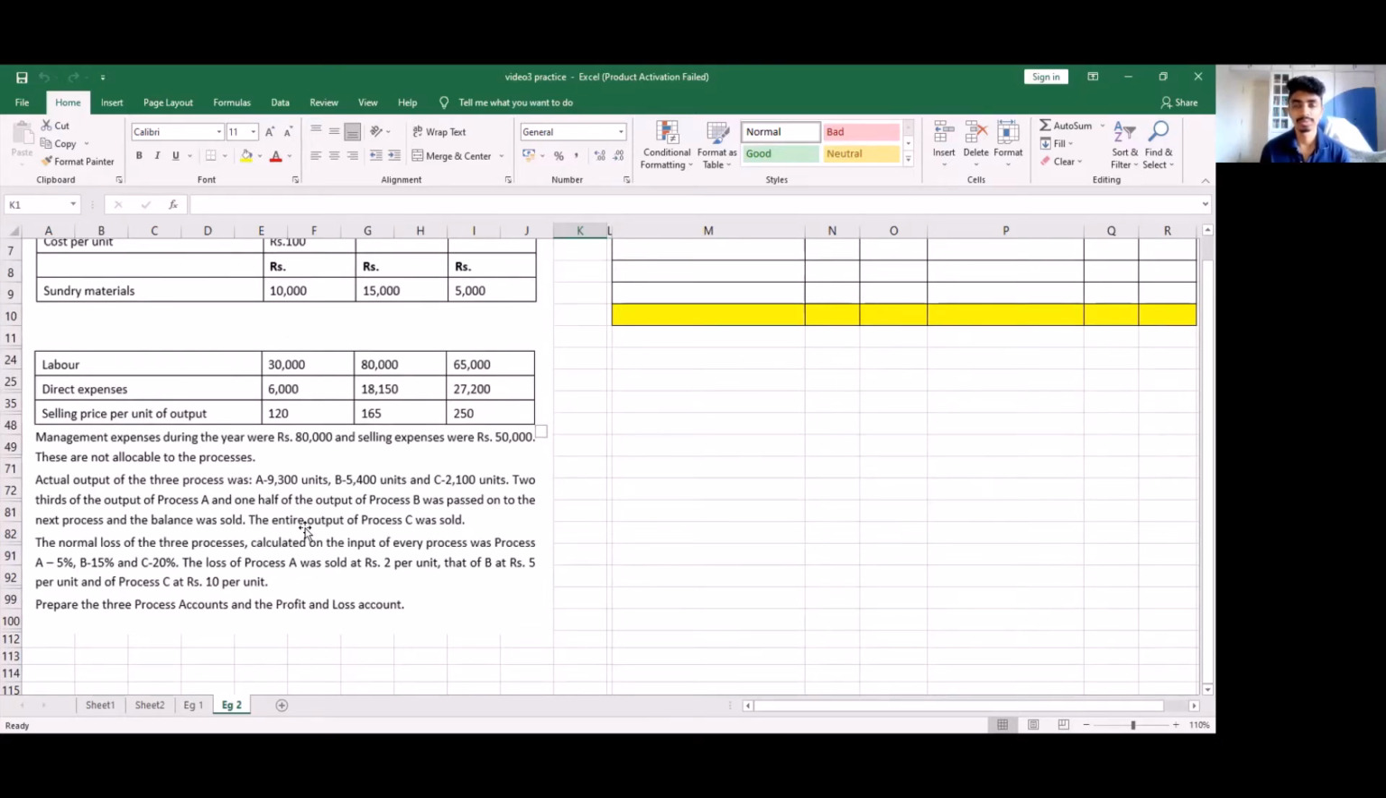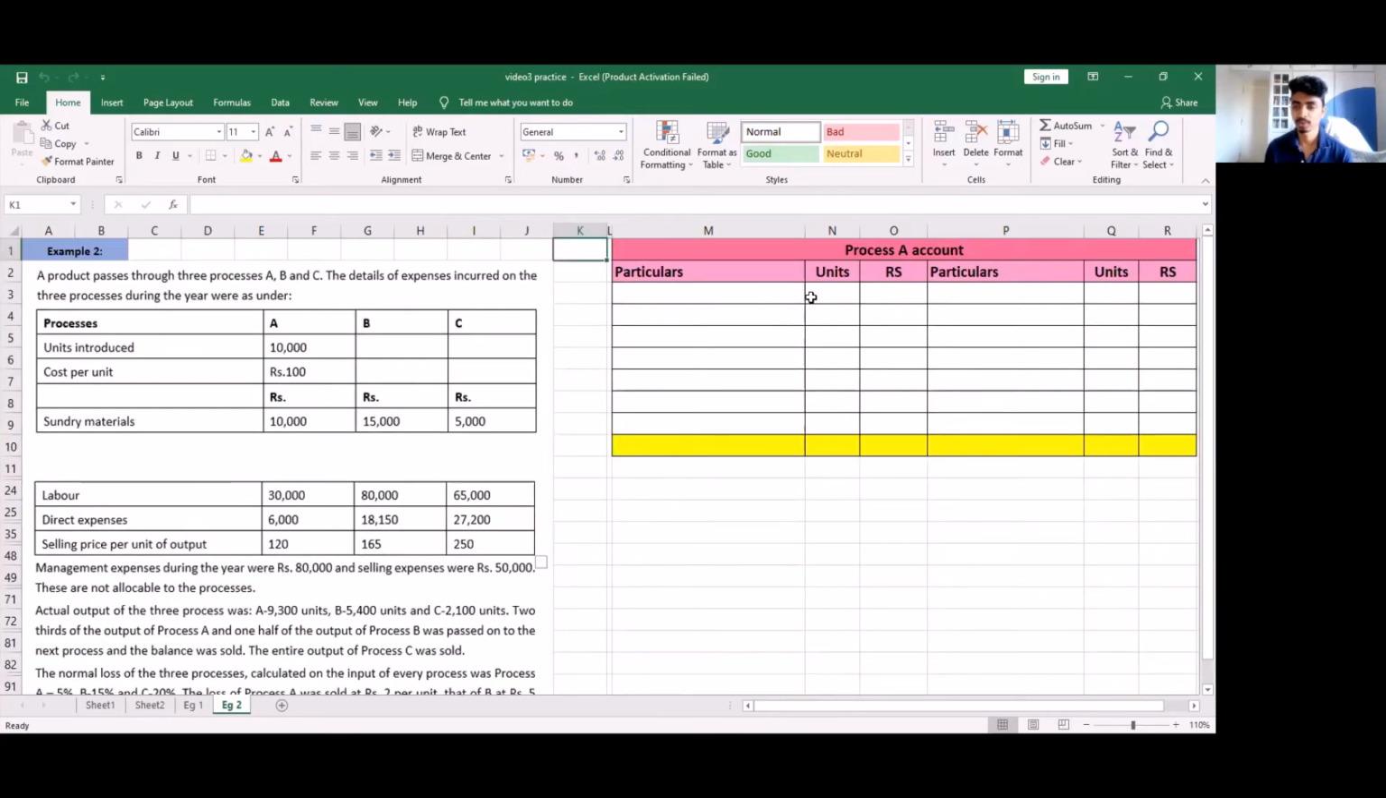But for this question, we will also be solving the normal loss account, abnormal loss account, and abnormal gain account. So first, we have our process A account. Units introduced 10,000 at a cost of 100 per unit. So this is our raw materials introduced. Next, we have our sundry materials. So sundry materials for process A is given as 10,000.